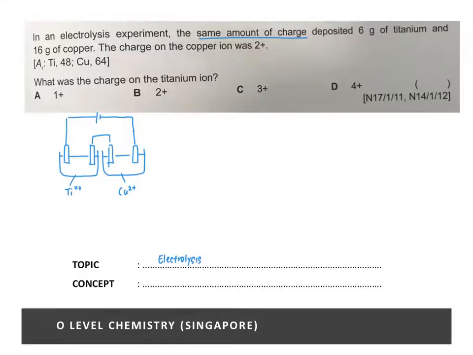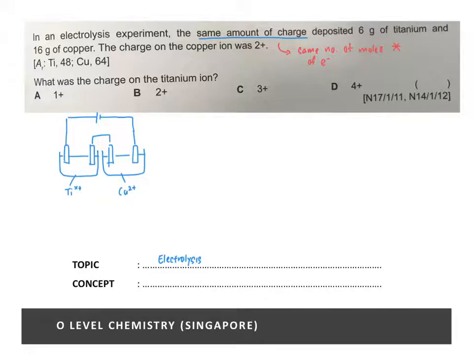Before I go on to describe what is actually happening in the cell, it's very important for you to know that when we say the same amount of charge, it actually means that you have the same number of moles of electrons passing through the two cells. We will see later that this is a very important concept for us to be able to solve the question.